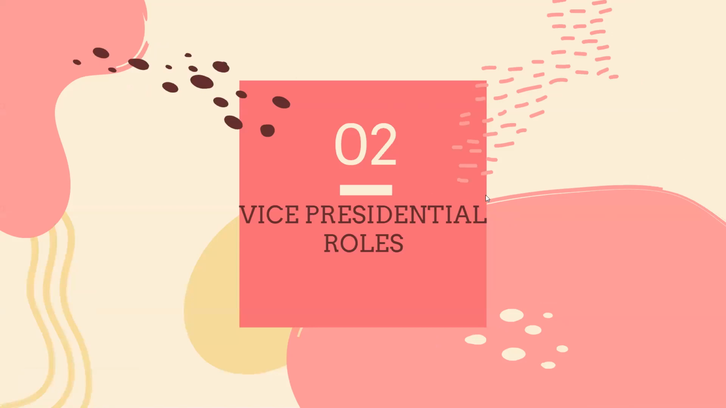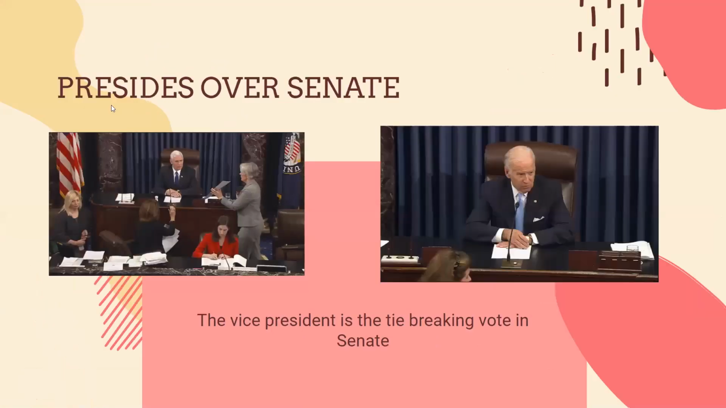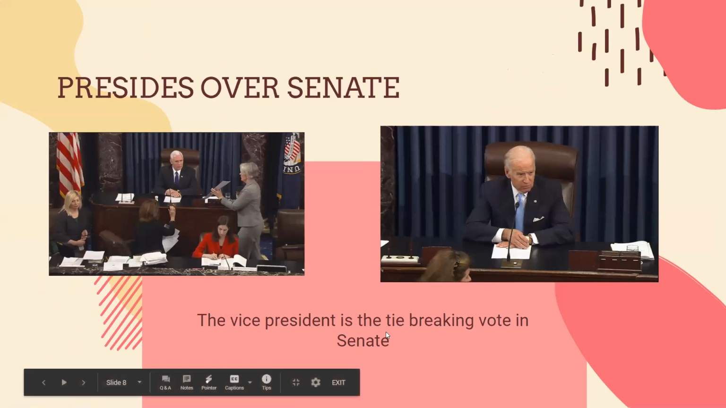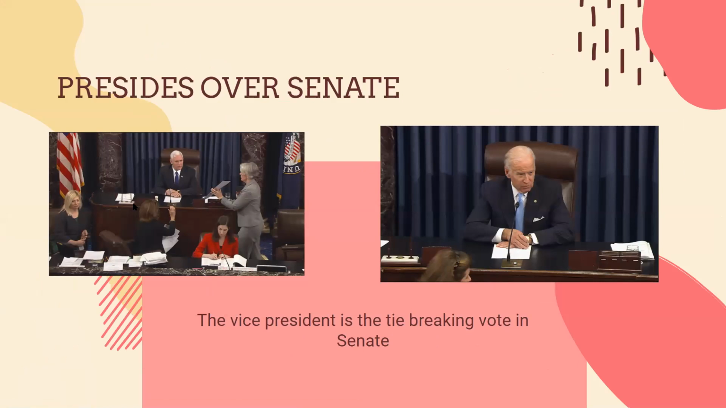So the vice president doesn't really do much, but they preside over the Senate. So when there's like a tie that needs a breaking vote, the vice president is brought in to break the tie. So here's Mike Pence in the Senate breaking the tie, and then Joe Biden in Senate breaking the tie. So Mike Pence is our vice president right now, and then Joe Biden was vice president under Obama.